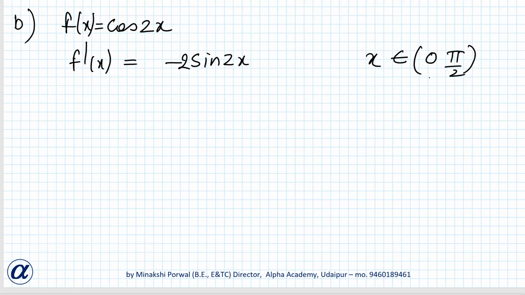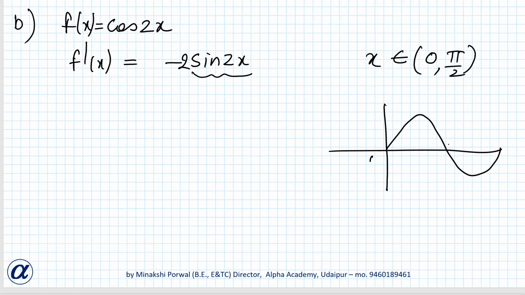Okay. So when you substitute 0 to pi by 2, when x is 0 and when it is pi by 2, 2x will be between 0 to pi. From 0 to pi, sin x looks like this. This is 0 and this is pi. So from 0 to pi, sin x is positive, so minus sin x will be negative.